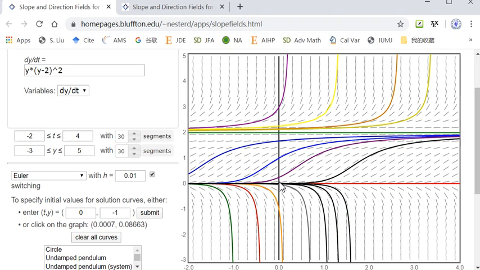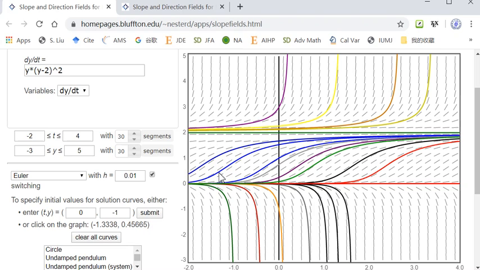And for the solutions whose initial value is between 0 and 2, between these two equilibrium solutions, we see that the corresponding solution will approach y equal to 2 when t goes to positive infinity, like this one. And we can also see that it seems that all these curves, whose initial value is between 0 and 2, will approach 0 when t goes to minus infinity. Okay, we have this conjecture.